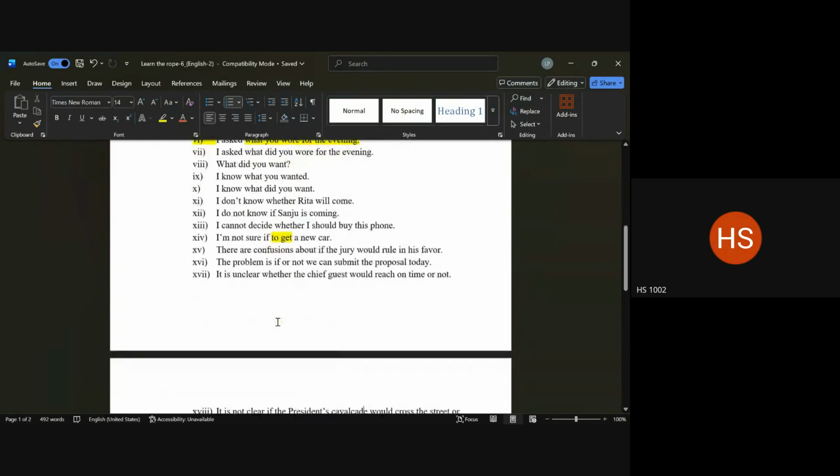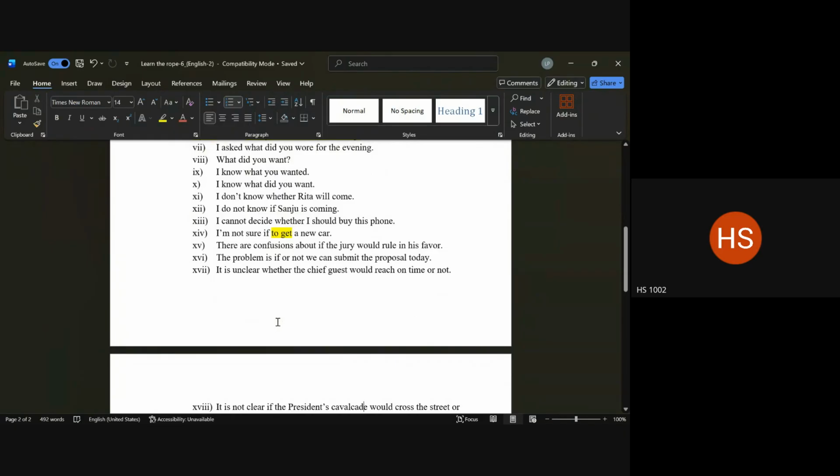Now, the next one: there are confusions about if the jury would rule in his favor. Ma'am, here you may want to say grammatical error. The jury would rule in his favor, because it's a full sentence. Whether we will be using here. Yeah, sure. Let me explain.